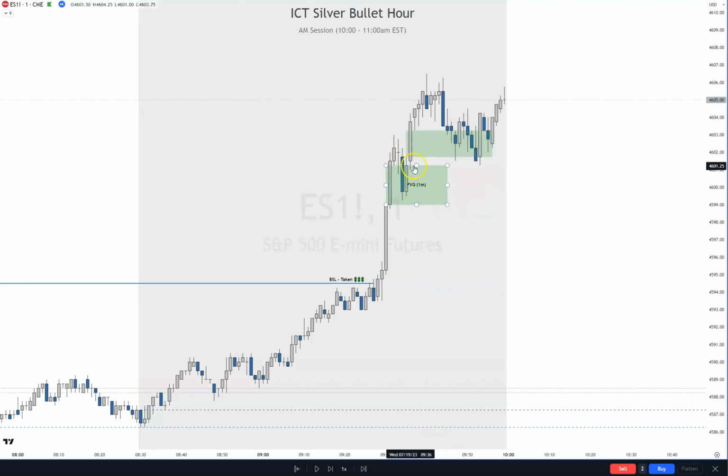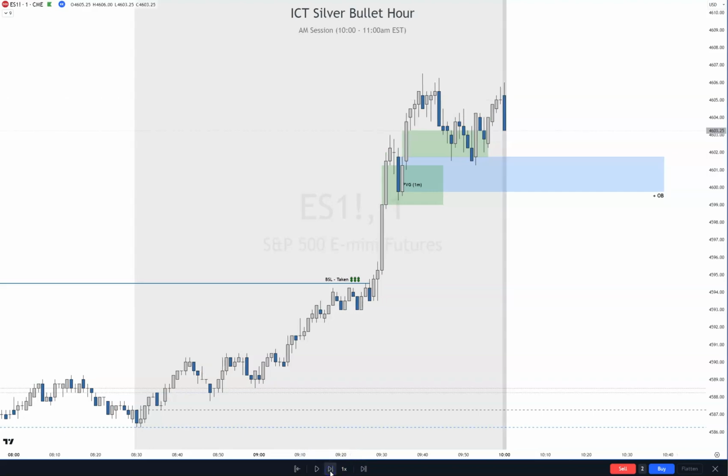Okay, but what else do we see right here? Well, we also see an order block right here. Okay, that's what the blue line is. It's a bullish order block. Price comes down, respects it right there, and starts going higher. Okay, so that's where we're starting the AM Silver Bullet session. And that's where we're at. So let's see what happens here.